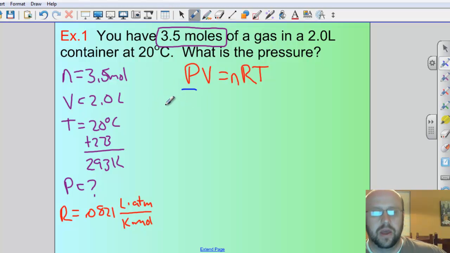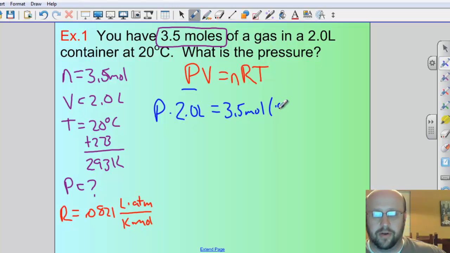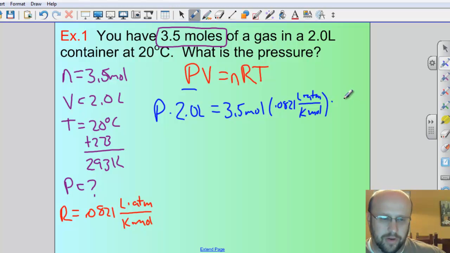All right? So let's plug all these numbers in. So P times my V, which is 2.0 liters, equals my moles, 3.5 moles. And really, if you're going to leave out the units of R, you can leave out all the units. I try to write them out as best as I can because I think it's important. We've talked about dimensional analysis all year, and I would hate for you to let that slide at this point. But if you're trying to make it as easy as possible, you don't technically have to write everything.